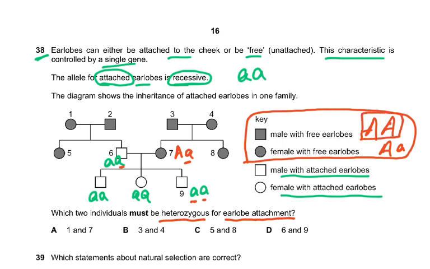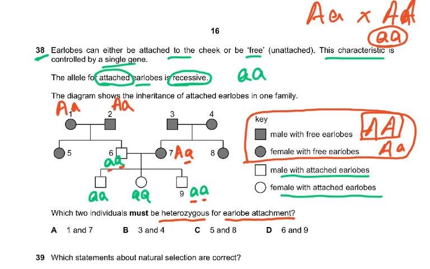Then as offspring 6 is small a, small a, the parents both have to be big A, small a. Because if the parents are big A, small a, then only they can have a child like this. But if both the parents are big A, big A, then you can't have this child. So the parents have to be heterozygous to have a homozygous recessive child.